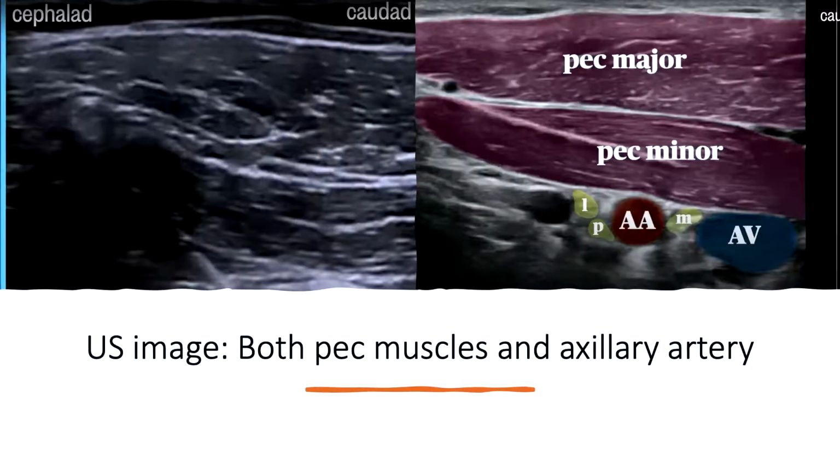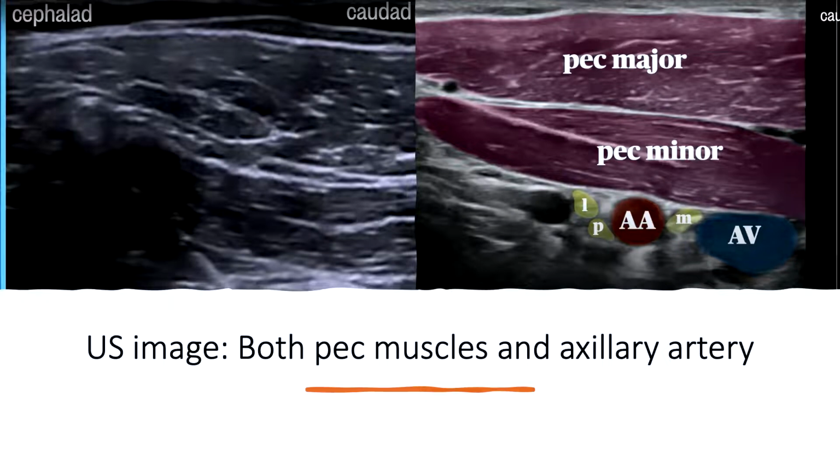But it's also an easy concept: you will have pec major, pec minor, and the axillary artery, and then the lateral cord, the medial cord, and the posterior cord. Notice that the posterior cord should be called posterolateral, because it's not truly posterior, it's behind the lateral cord. My idea is that because the lateral cord is the one you will always see much more easily than anything else, you go directly and inject the lateral cord first.